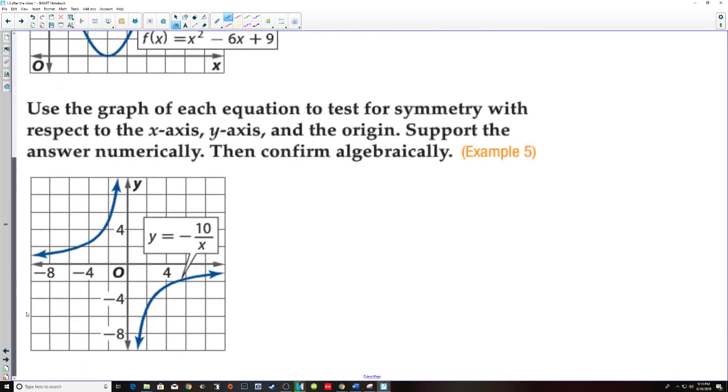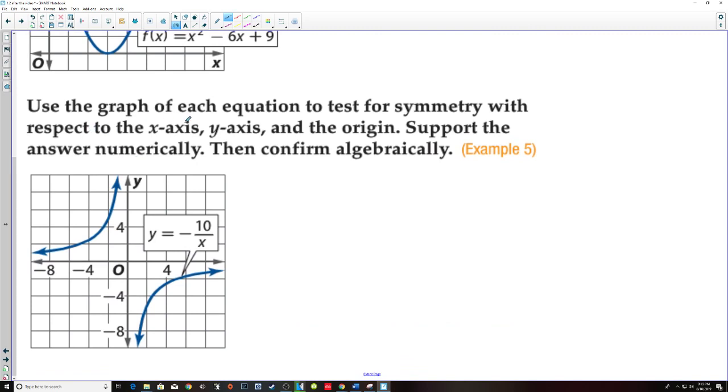Use a graph of each equation to test for symmetry with respect to the x-axis, y-axis, and the origin. Support the answer numerically, then confirm it algebraically. Well, we'll just show here that this is an odd function because it's symmetric over the origin. If there's a point here, there's a corresponding point across the origin. Now let's confirm this algebraically.